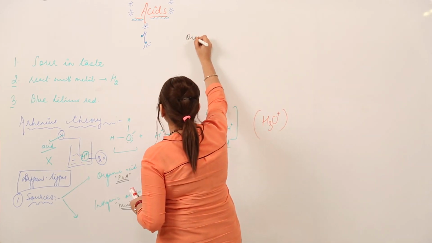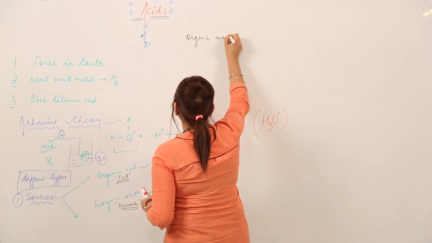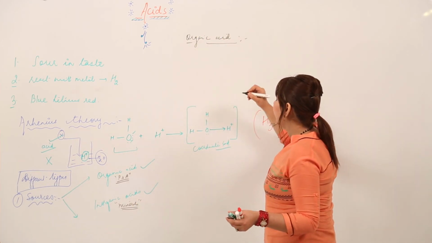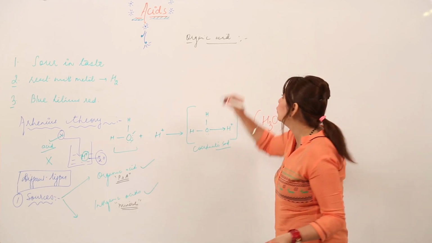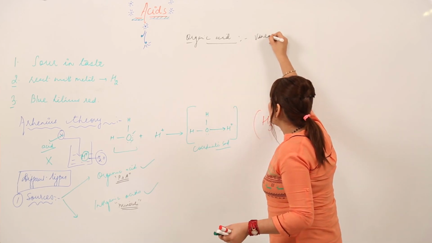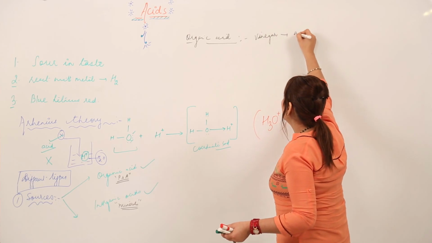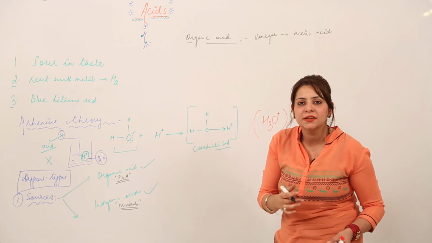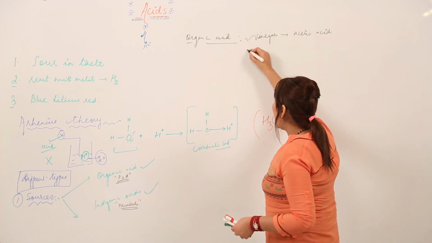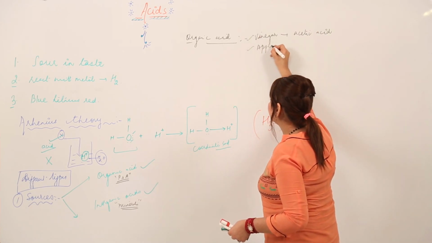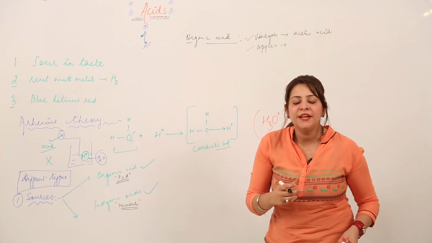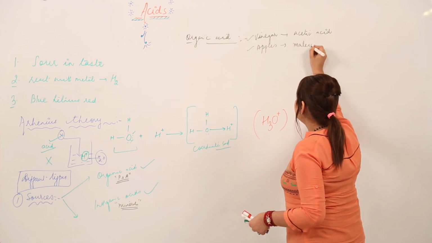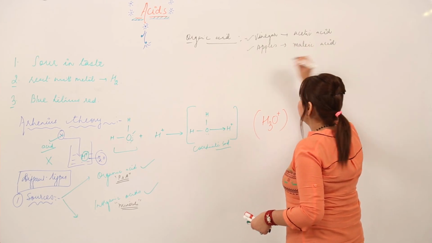When we talk about organic acids, you know that we get these acids from plants or animals, right? The vinegar which you are using in your kitchen is also acidic in nature, because it contains acetic acid, right? The apples you are eating are also acidic in nature, they also contain an acid. And what is the acid which is present in them? It is malic acid.